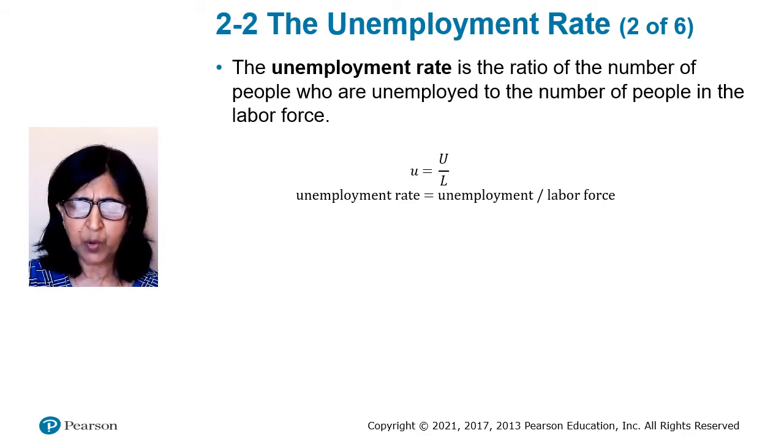The unemployment rate is the ratio of the number of people who are unemployed to the number of people in the labor force. Unemployment rate equals number unemployed divided by number in labor force, or unemployment rate equals number unemployed divided by the sum of the number employed plus number unemployed.